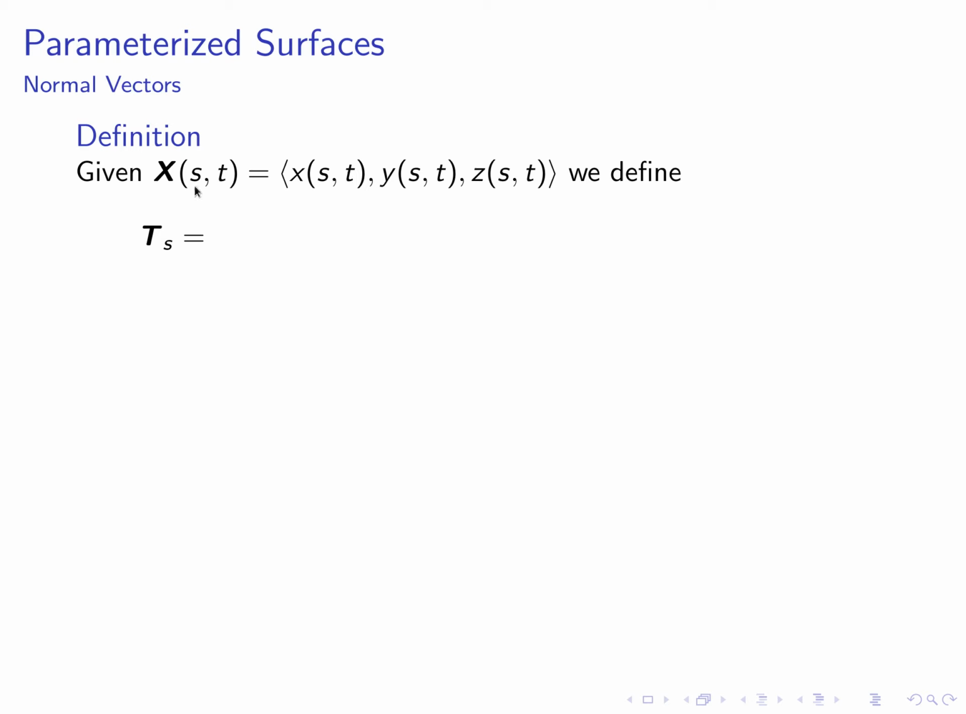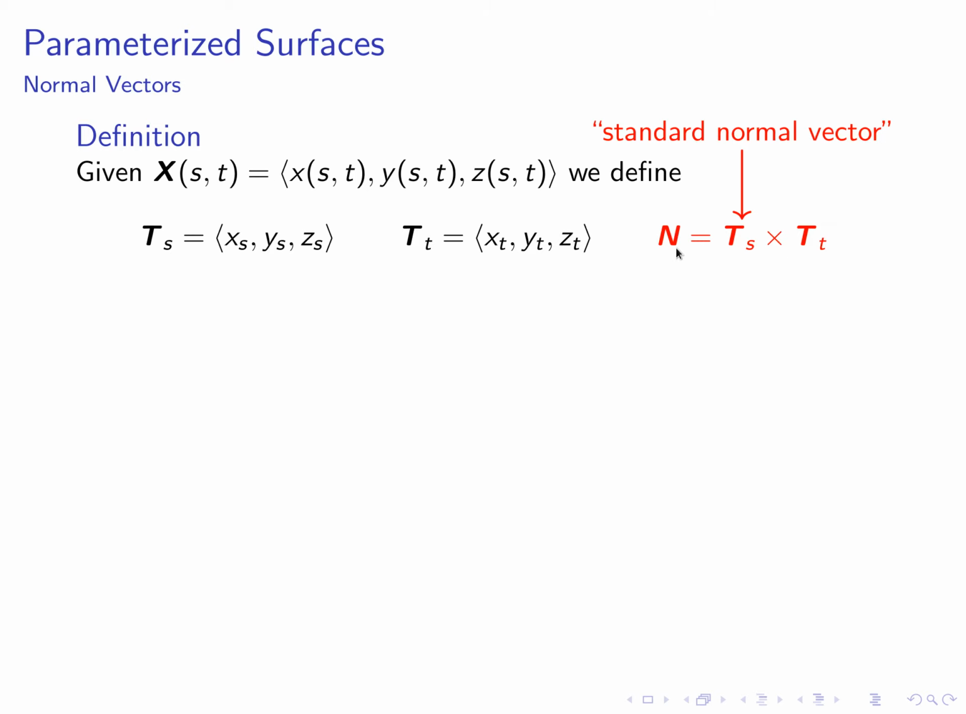The first important vector is bold t sub s, and this is obtained by taking the partial derivatives of all three output coordinates of the parameterization. The second vector is defined similarly. This is bold t sub little t, and this is the vector obtained by taking the three partial derivatives of the three output coordinates of our parameterization. The third important vector is just called bold n, and this is defined as the cross product of t sub s with t sub t.